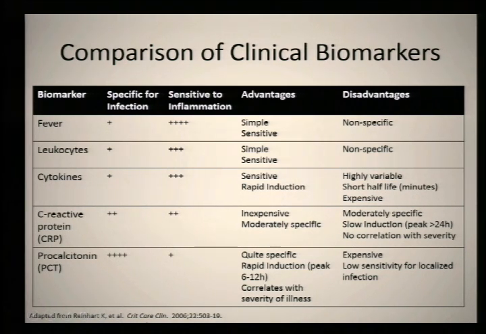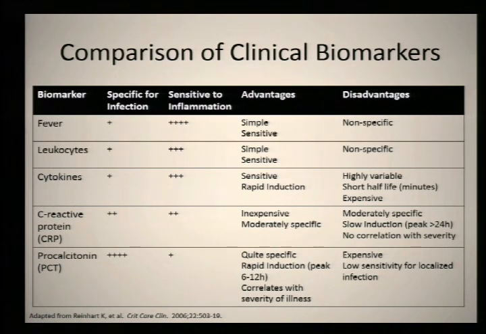These are some of them. Things like fever, leukocytosis. I mean, these are very sensitive, very easy to measure, but pretty nonspecific, easily confounded by other things. Cytokines people have looked at. They go up really fast. They're pretty sensitive, but they're really variable. And we haven't really sorted out how to use them real well because they often have very short half-lives and it's quite expensive to measure.